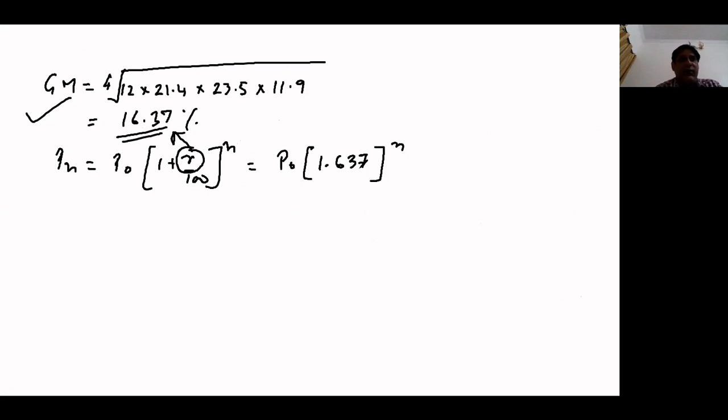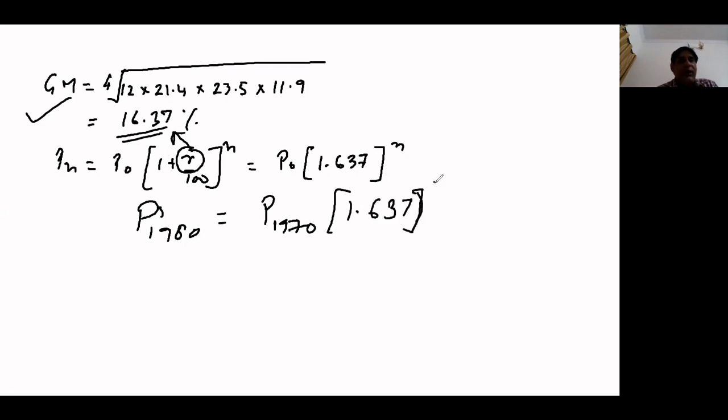Now, if I ask you the population of, say, 1980, it will be P0. What is P0? P0 is the population of 1970, into 1.163 to the power of 1, right? So this is 47,000 and you get the value.